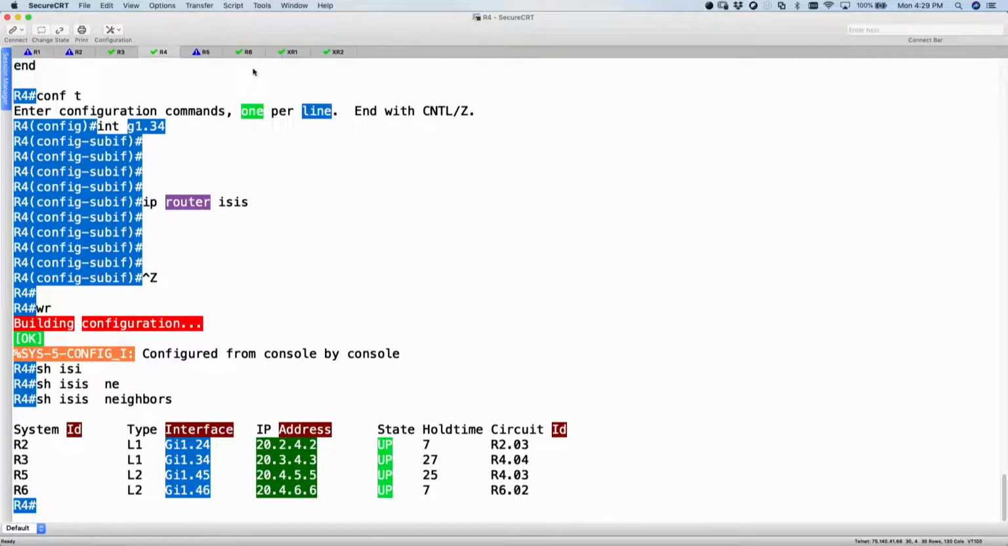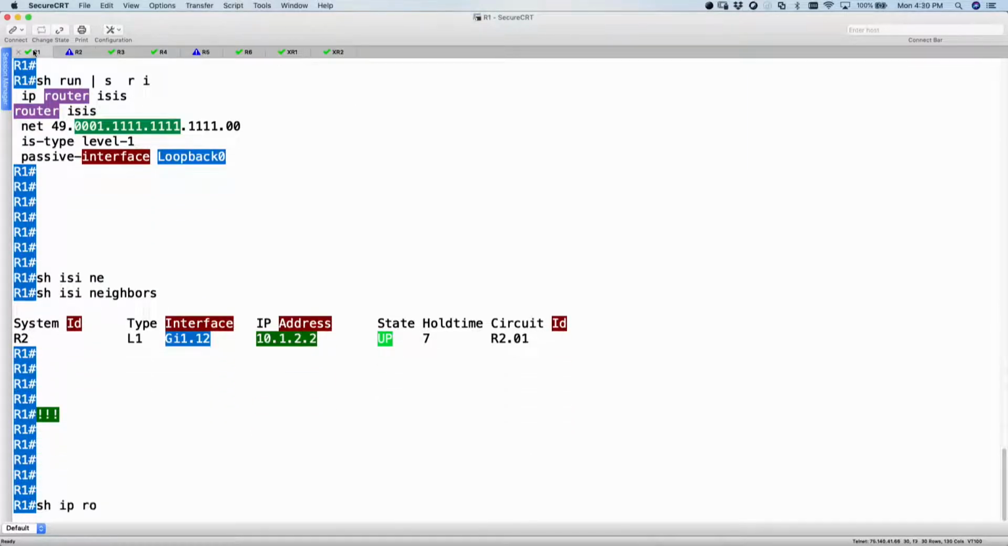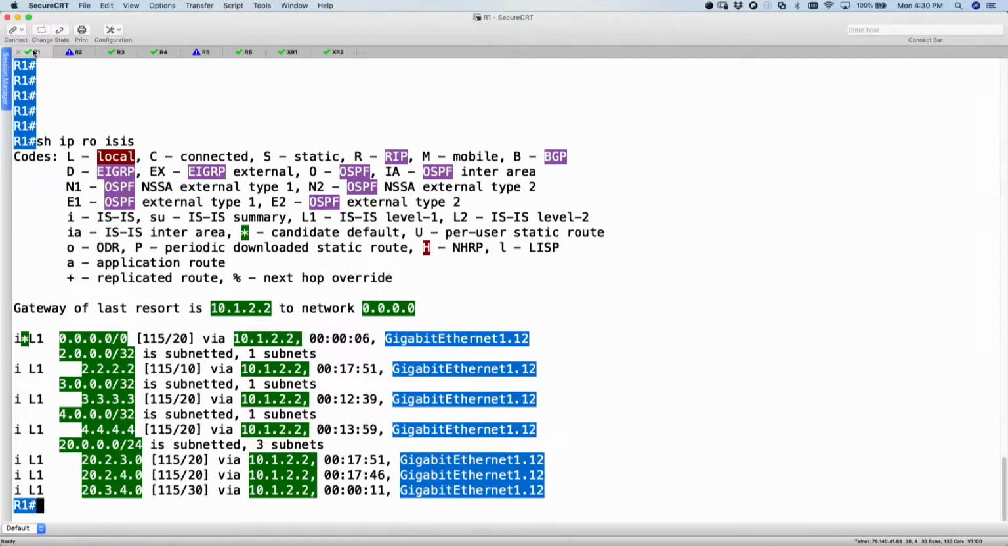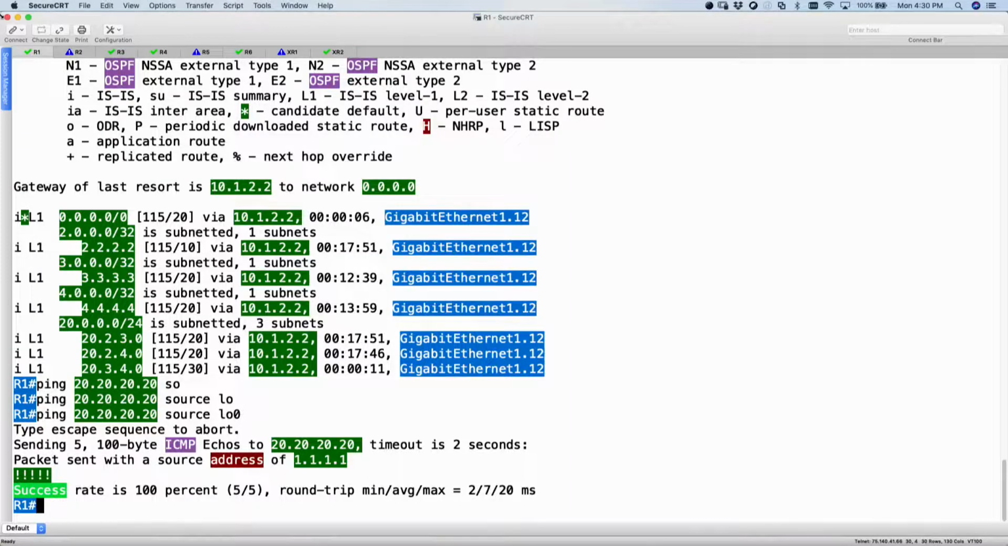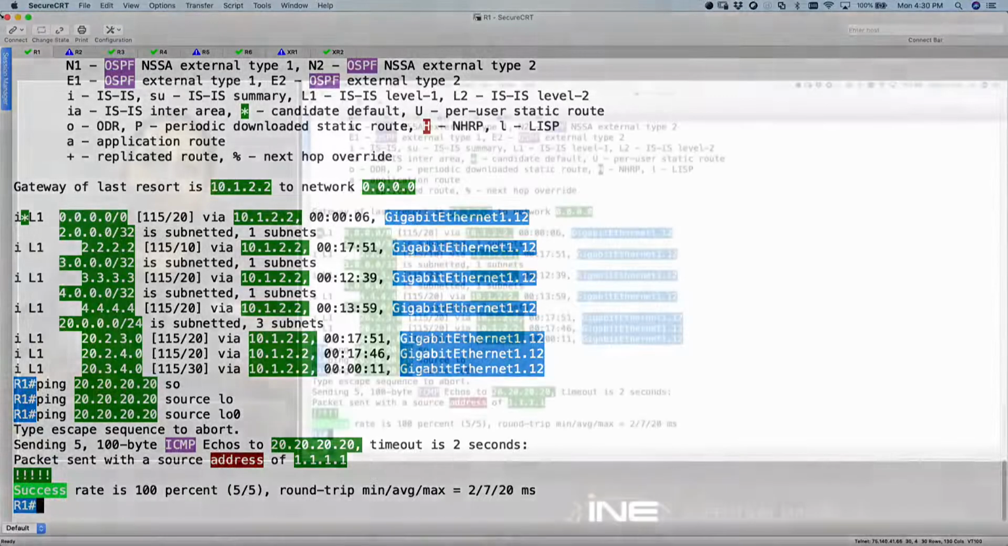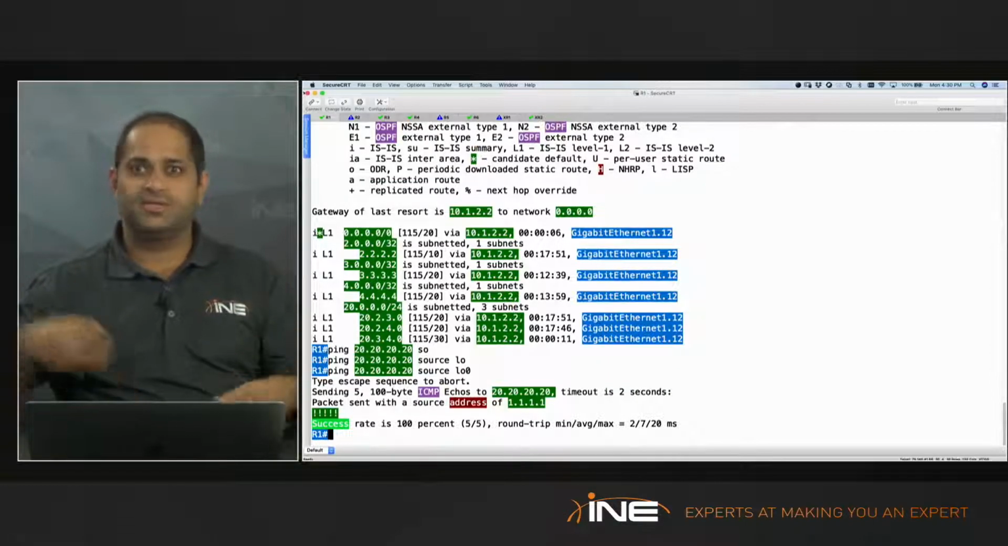So let's try a ping end-to-end from router 1 to XR2's loopback. So maybe 20.20.20.20, source loopback 0. So 20.20.20.20 is basically the loopback of XR2. So my traffic is going all the way from router 1 to R2, to R3, to R6, to XR1, and then XR2. Now this type of an implementation, I'm running both the levels, right? On some routers I have level 1, on some routers I have level 2.